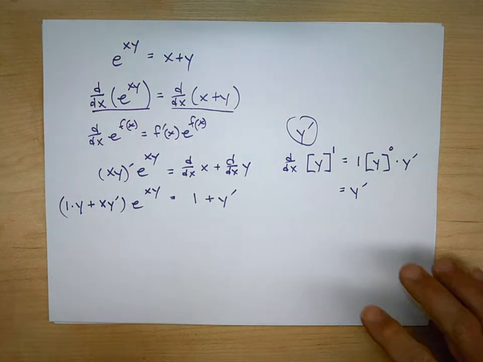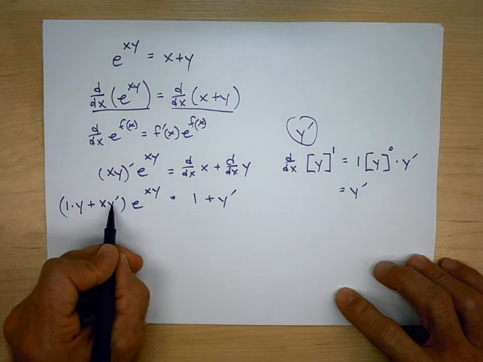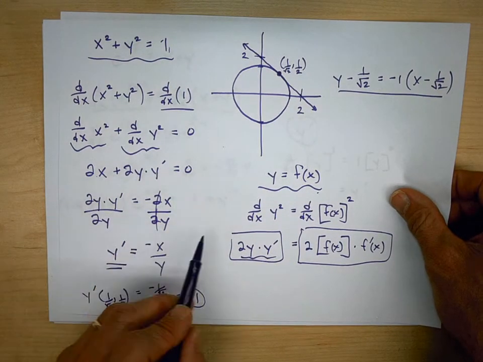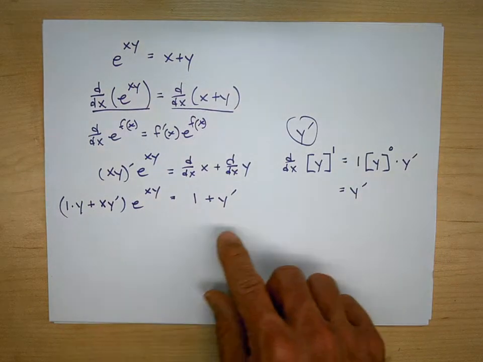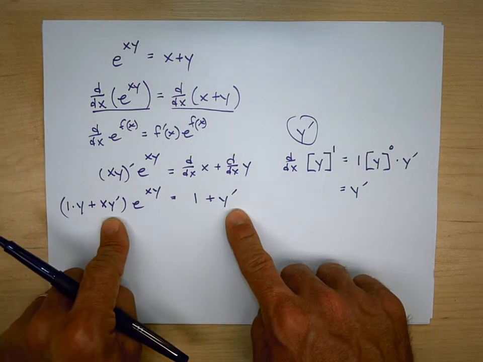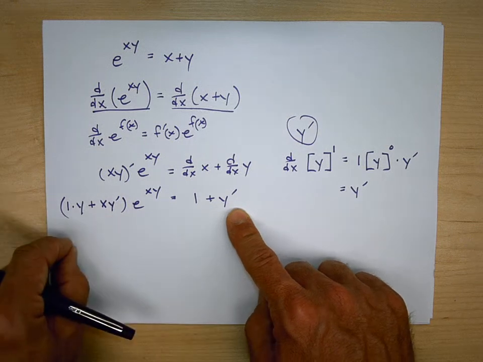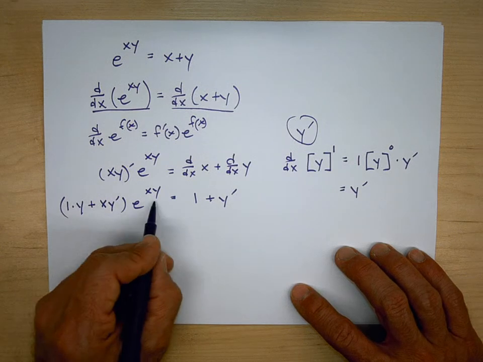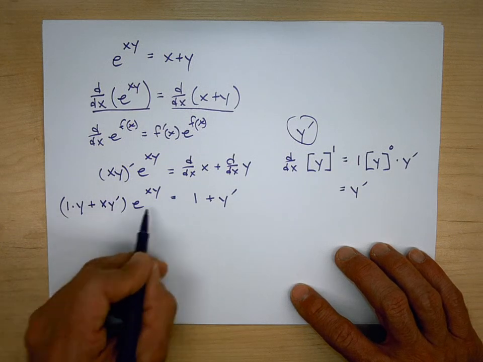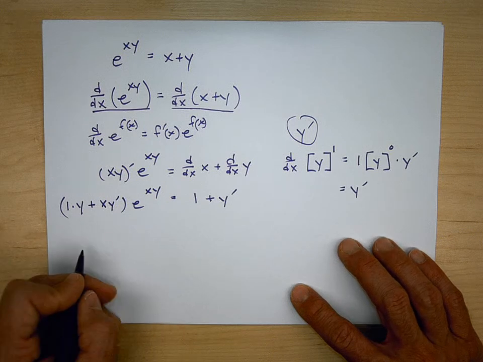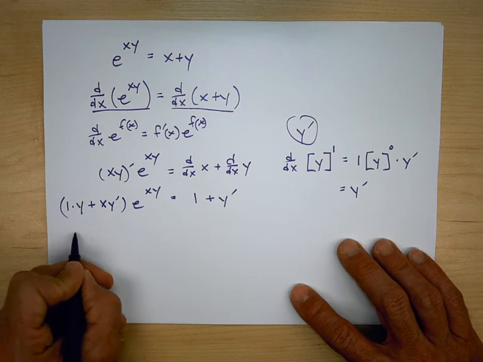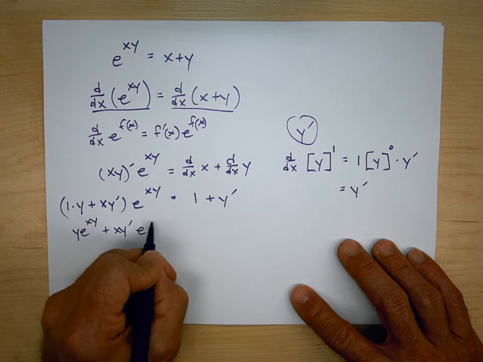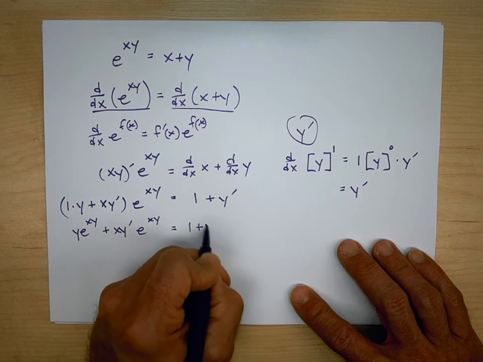Now our goal is to solve for y prime. In the last example, it was a little bit simpler because there was only one y prime, so we brought the 2x over, divided by 2y, and we were done. Here, we're going to have to group all of our y primes on one side, factor the y prime out, and then solve. The first thing that would help us here is to distribute this, so we can separate the term with a y prime from the one that doesn't have it. So if I distribute here, I'm going to have y e to the xy plus x y prime e to the xy equals 1 plus y prime.